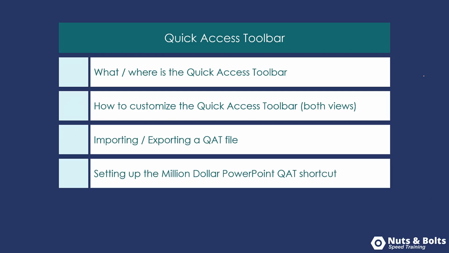As a quick recap, I showed you what and where the Quick Access Toolbar is, how to customize the Quick Access Toolbar in both views. I showed you how to import and export a QAT file, and I showed you how to set up that $1 million PowerPoint shortcut, the alignment tool, in the first position of your Quick Access Toolbar.